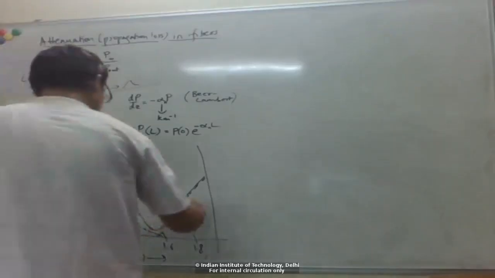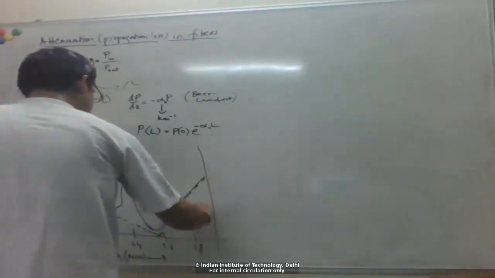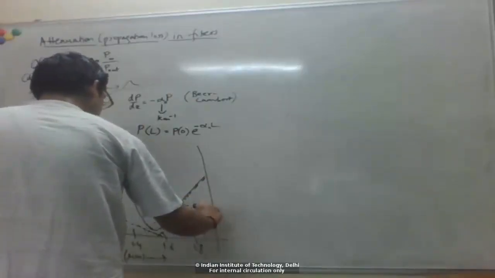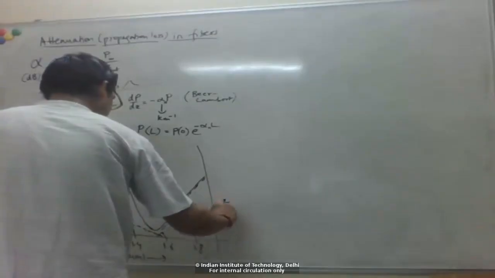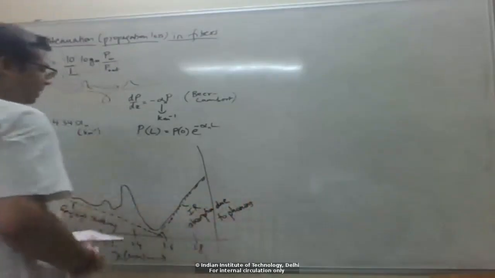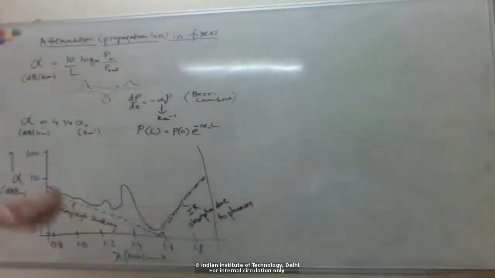Okay, and this dotted line here is basically infrared absorption due to phonons, which are basically lattice vibrations in the medium. Okay.